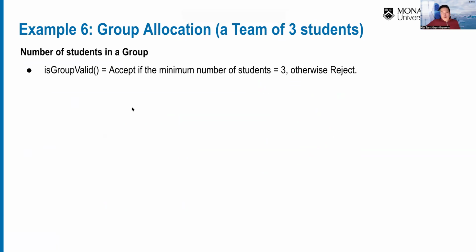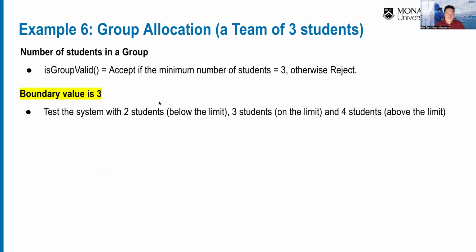Okay. We want to test group allocation, which means we want to test whether this group is valid or not, right? That's a function, is group valid. Return accept if the minimum number of students is equal to 3, otherwise reject, okay? So what should we test here? The boundary value is 3. That's the value of the condition.